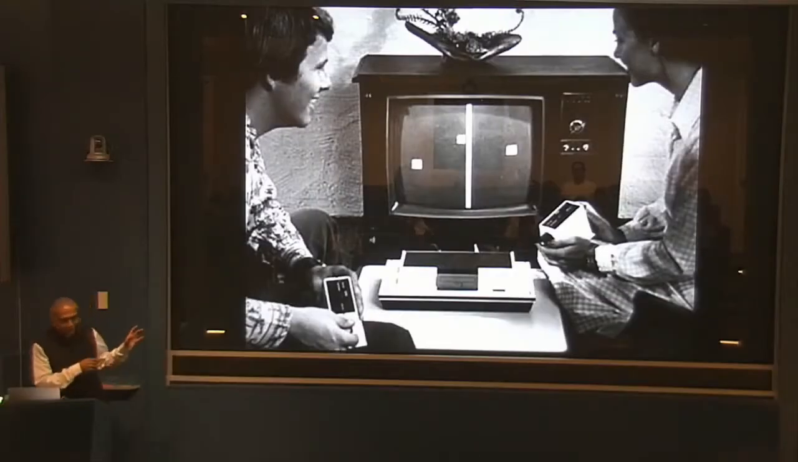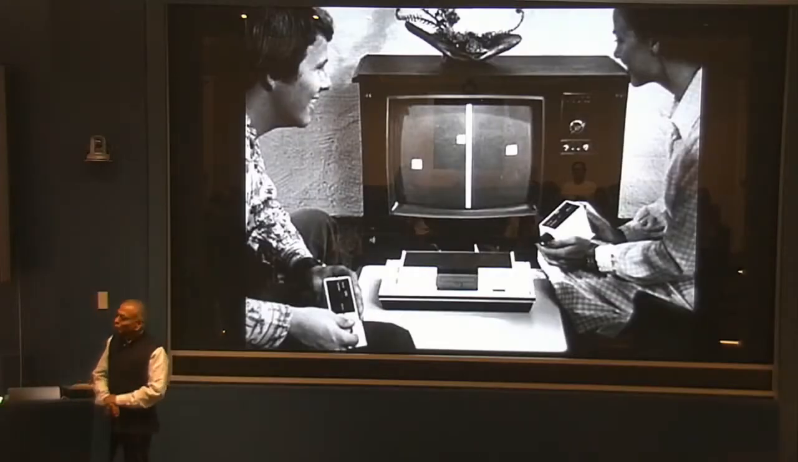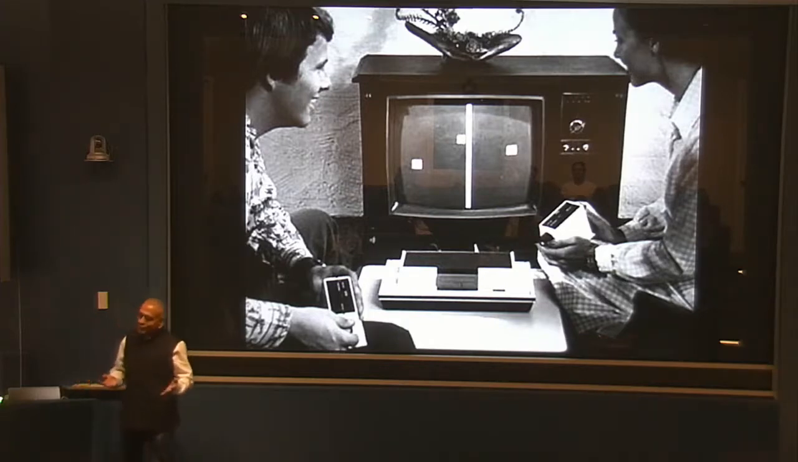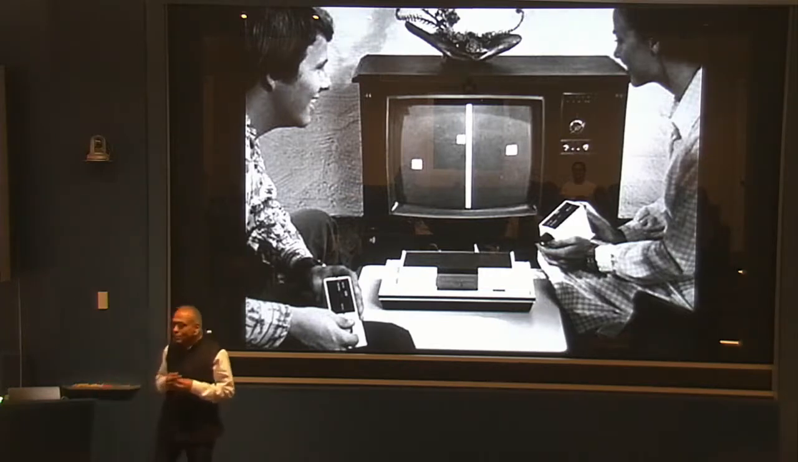So this picture might be recognizable to those of you who were born, I think, before 1980. So anybody recognize what game this is? Pong, exactly. So why am I showing this picture of Pong? Pong played an unexpected role in shaping my thinking about autism.